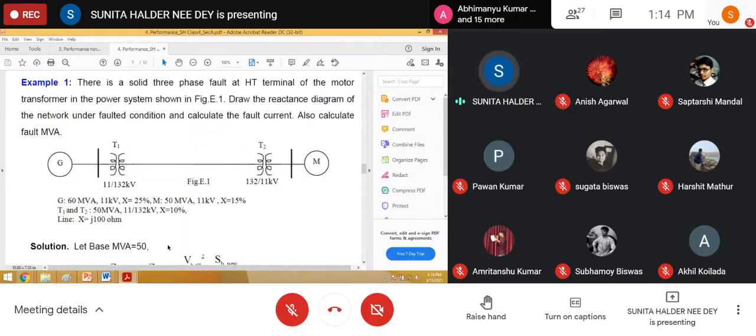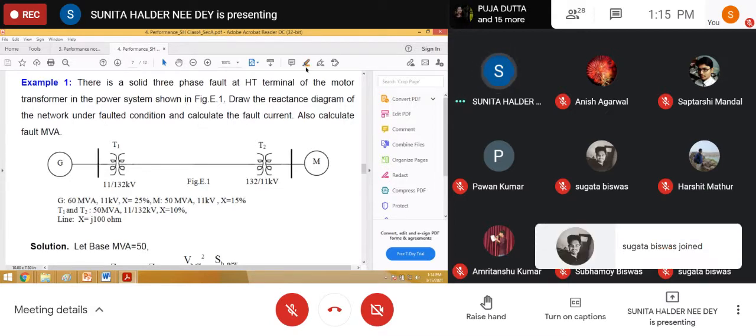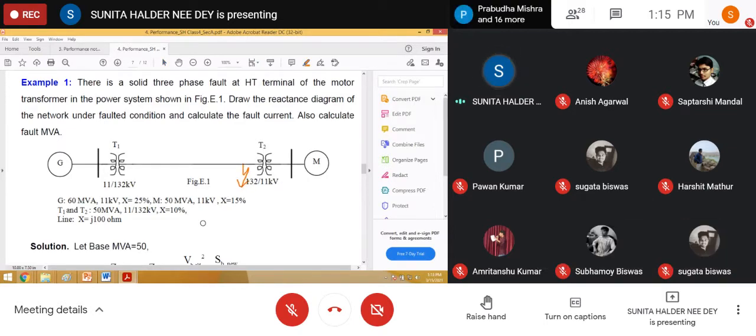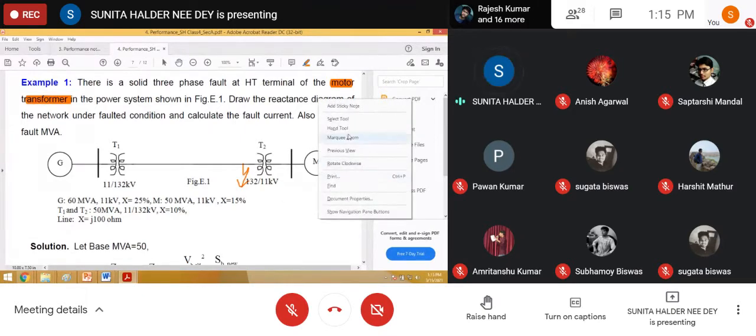Then next there is an example. Say there is a solid three-phase fault at the HT terminal of the motor transformer in the power system shown in this figure. HT terminal of the motor means this much. Okay, here there is the fault. HT terminal of the motor transformer.